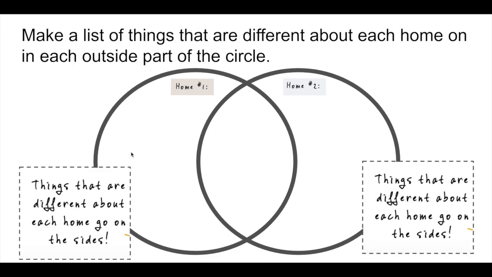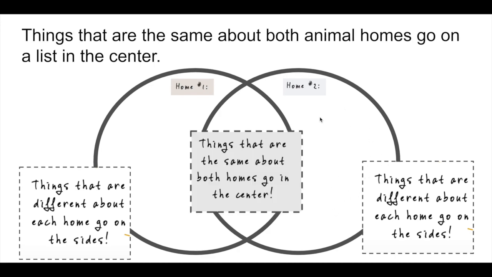On the outside part of the circles, you're going to write things that are different about each home. So things that are only true about home number 1, the first one you chose, that goes on this part. Things that are only true about home number 2, that goes on this part out here. Things that are the same about both homes go on a list in the middle. That's how a Venn diagram works. It lets you compare the things that are the same in the middle, but contrast the things that are different on the outside.